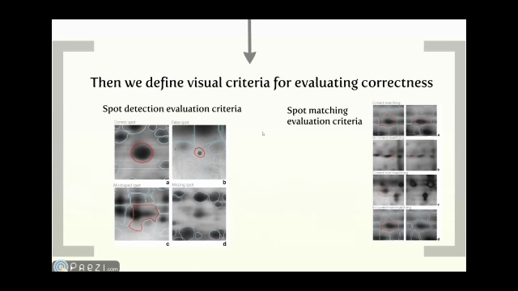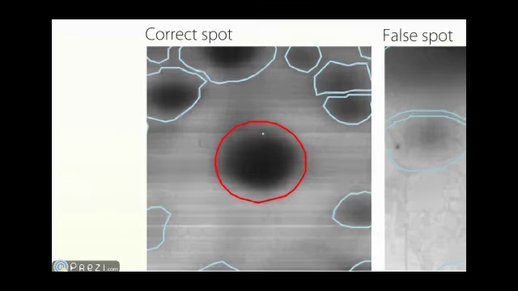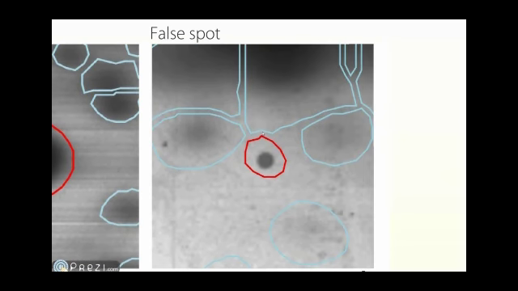So if you're setting up spot detection evaluation criteria, visual criteria for this, something like this. So this would be a correct spot. I think everybody would agree that this is definitely a correct spot. And the spot outline is encompassing this spot and measuring this spot and nothing else. This would give you a correct measurement. And I think people who are familiar with 2D gels will also recognize immediately that this is a false spot. This is not a protein. This is something else that has been creating darkness in the gel.